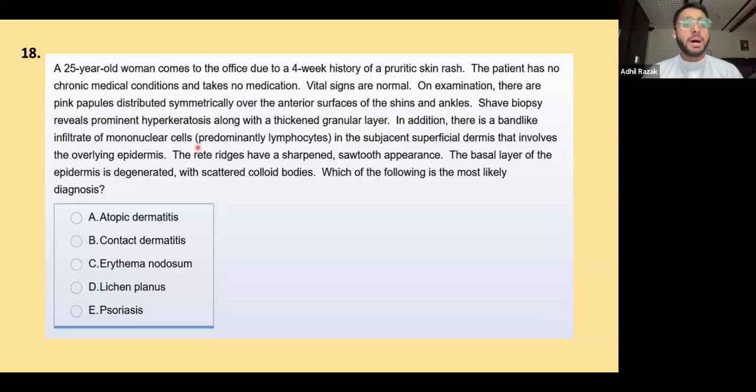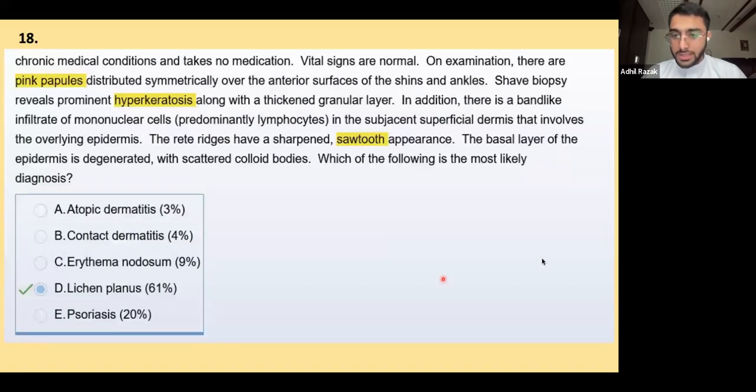In addition, there's a band-like infiltrate of mononuclear cells, predominantly lymphocytes, in the superficial dermis that involves the overlying epidermis. We already discussed this line. The rete ridges are sharpened with a sawtooth appearance, which is very characteristic of this condition. The basal layer of the epidermis is degenerated with scattered colloid bodies. Which of the following is the diagnosis? Yes, it is lichen planus, answer D.